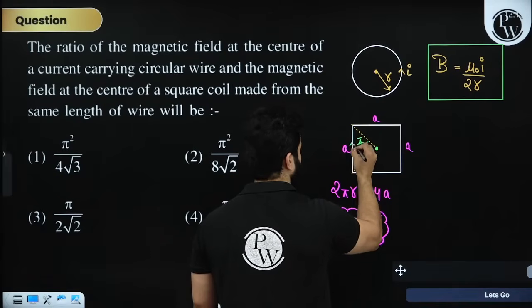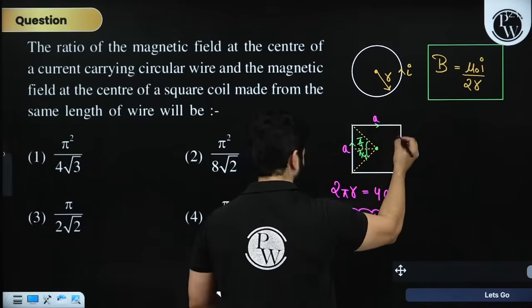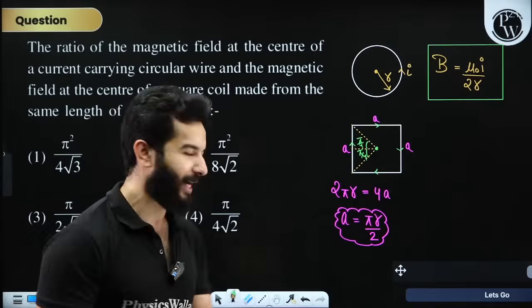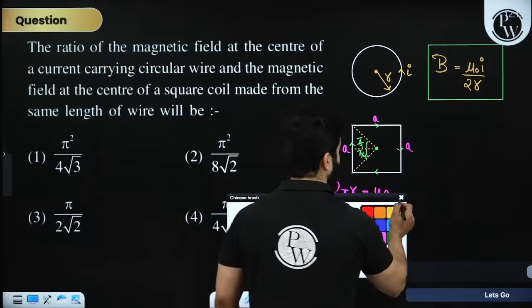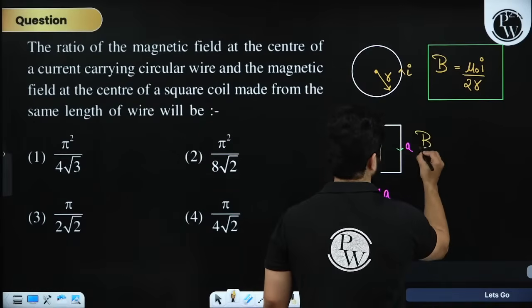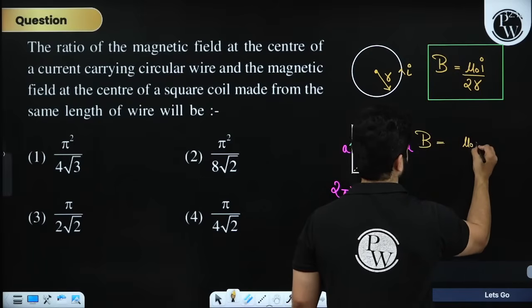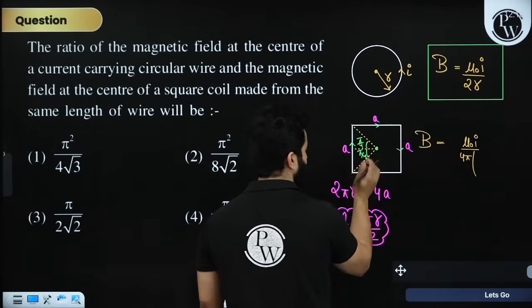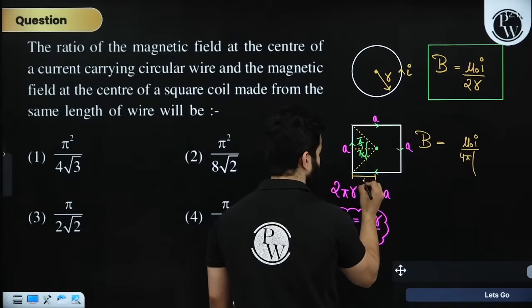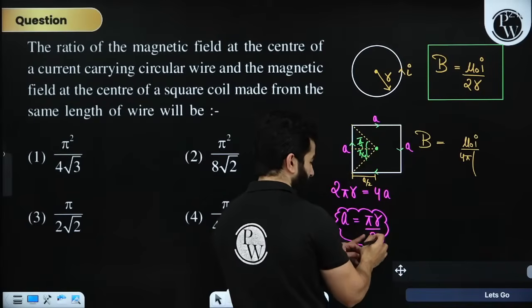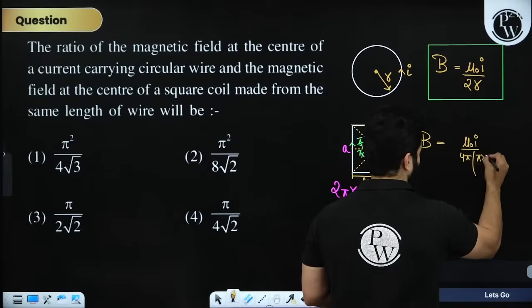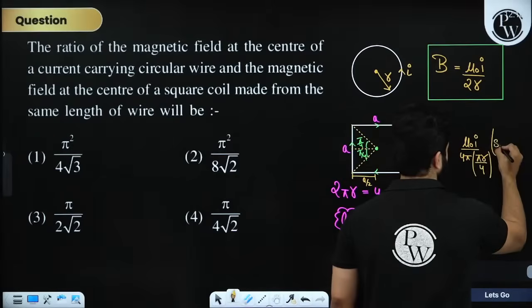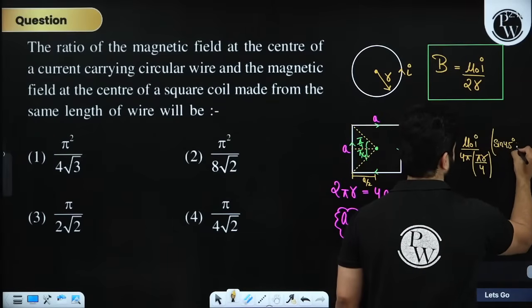Let's assume current is flowing in this direction, or in any direction. We don't have to worry about that because we only want to find the magnitude. So the magnetic field due to a single wire will be mu naught I divided by 4 pi d. Instead of d, I am going to write A by 2. This distance is going to be A by 2. So A was pi R by 2, so this will become pi R by 4. And then sine 45 degree plus sine 45 degree.